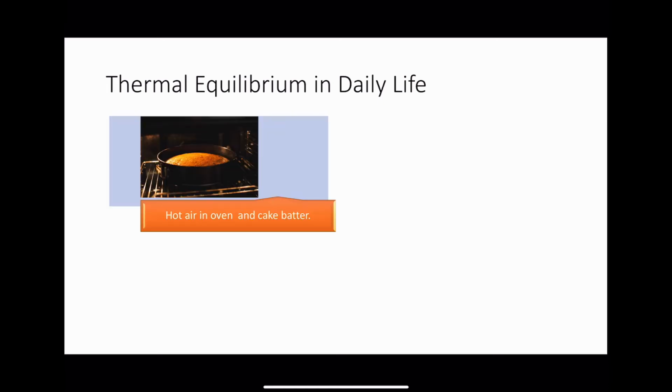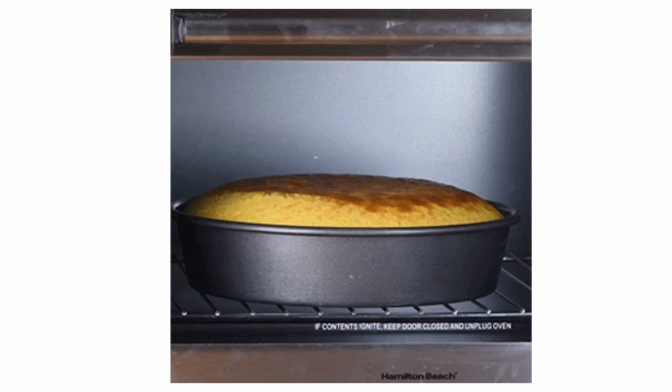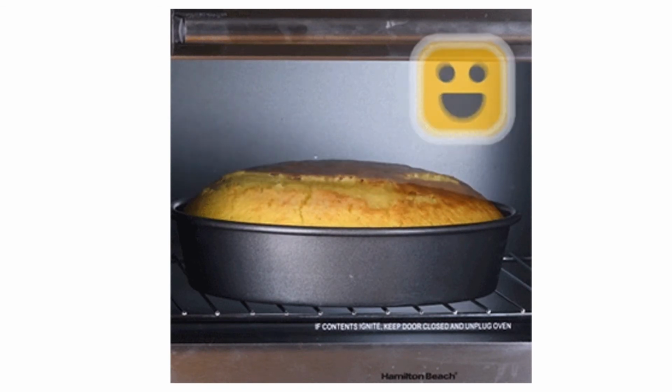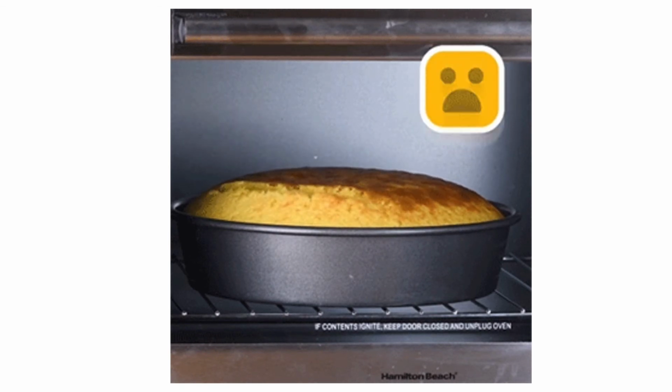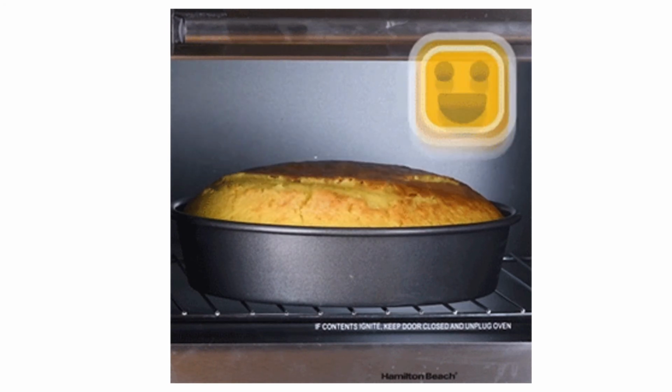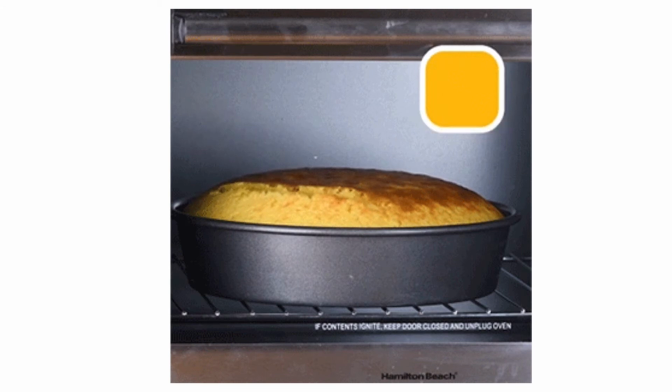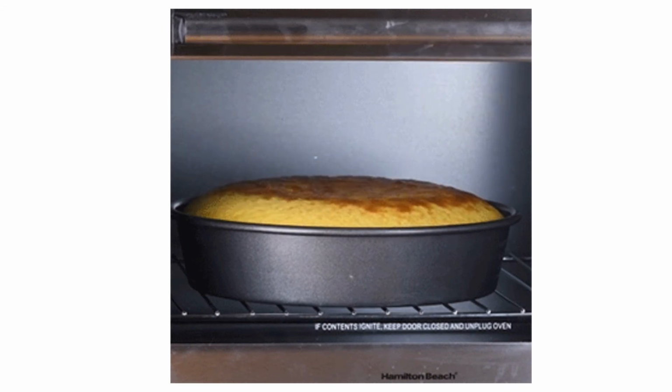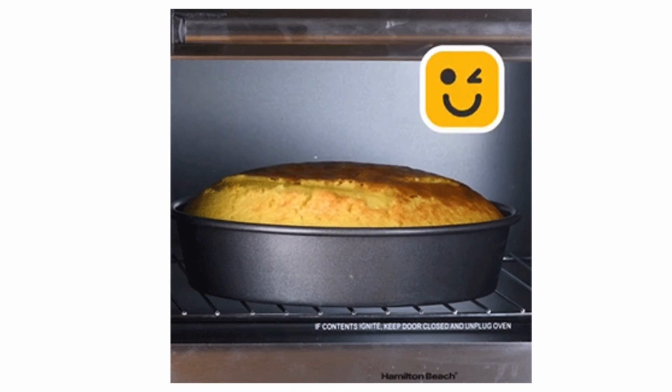There are a lot of thermal equilibrium examples in daily life. First is hot air in an oven in thermal contact with cake batter. Heat from the hot air flows to the cake batter. This causes the cake batter to be heated until it is baked.